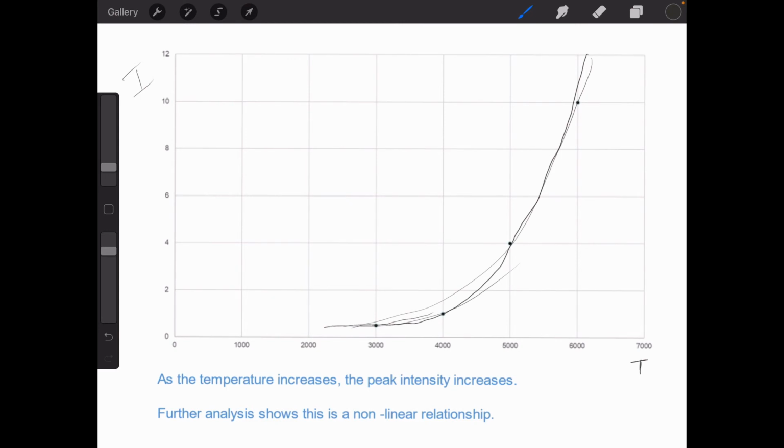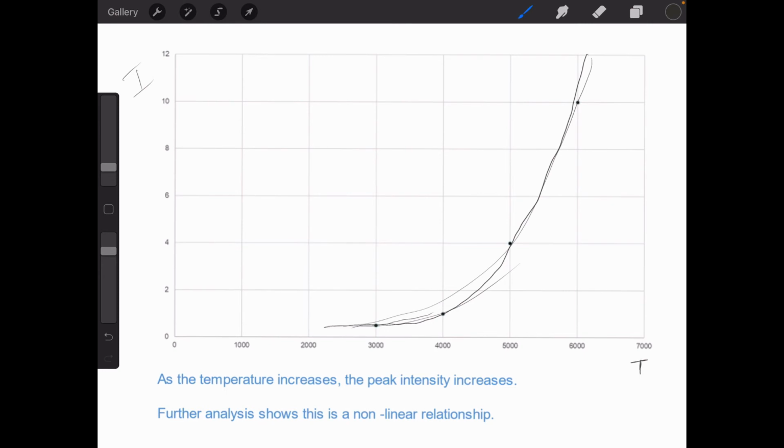That's a terrible best fit line. Please don't judge me on that. But when you actually do take it further and do further analysis, you can see this non-linear relationship quite clearly. And again, you don't need to know that for GCSE, but I think it's quite interesting to see that pattern and link it to other ideas, especially when we think about space and astronomy units.